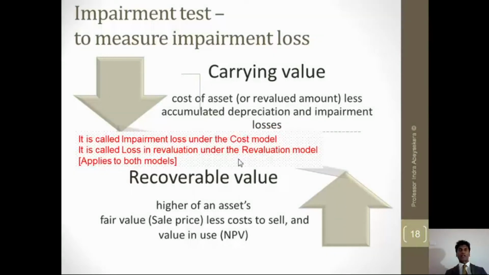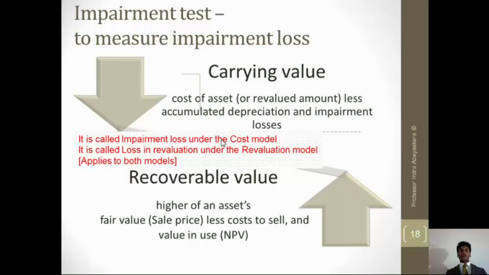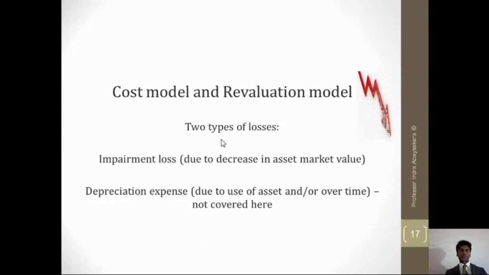Let's say the carrying value is 300, recoverable value, higher of the two, is 250. Then the drop in value, we must decrease the value to 250. We need to decrease by 50. Impairment loss is 50. Under the revaluation model, it is the same loss, but we use a different word and we call it loss in revaluation. But it is the same thing.